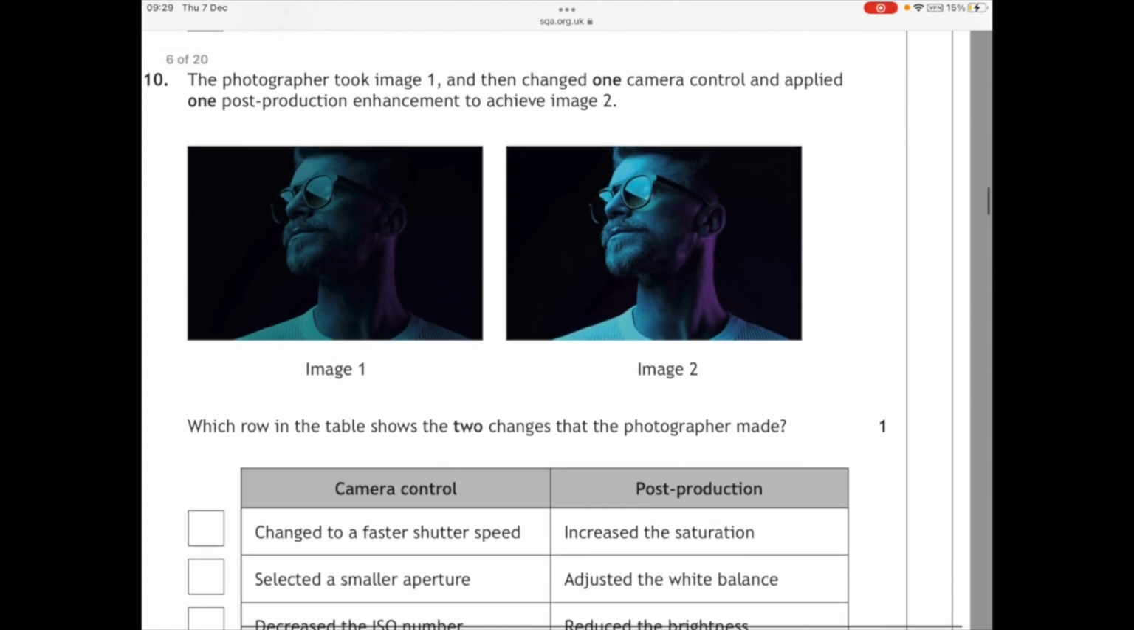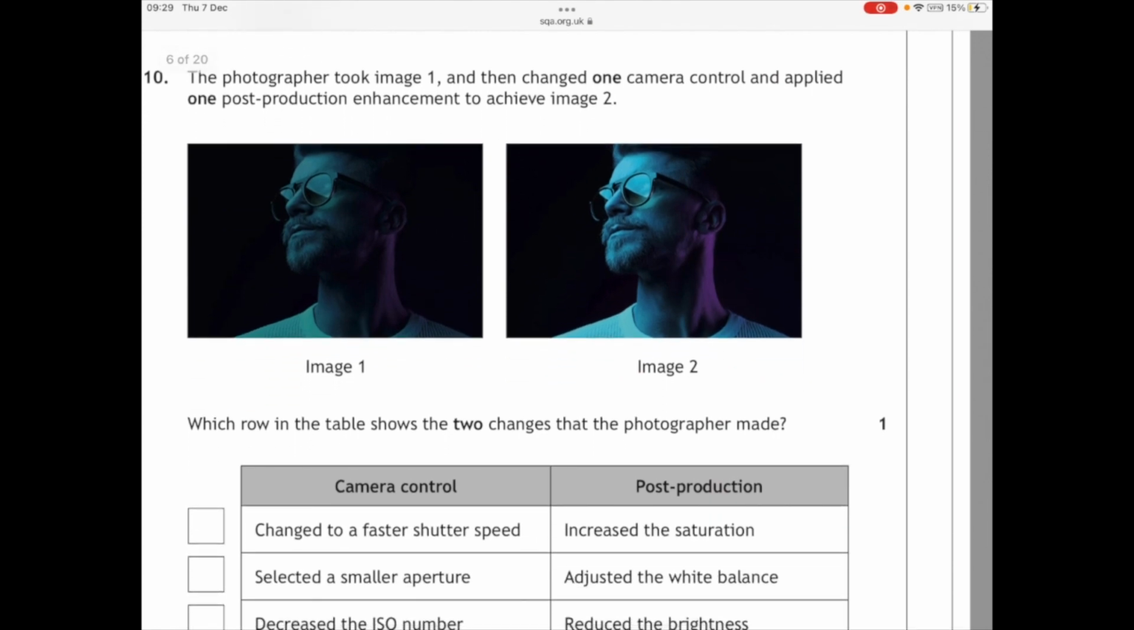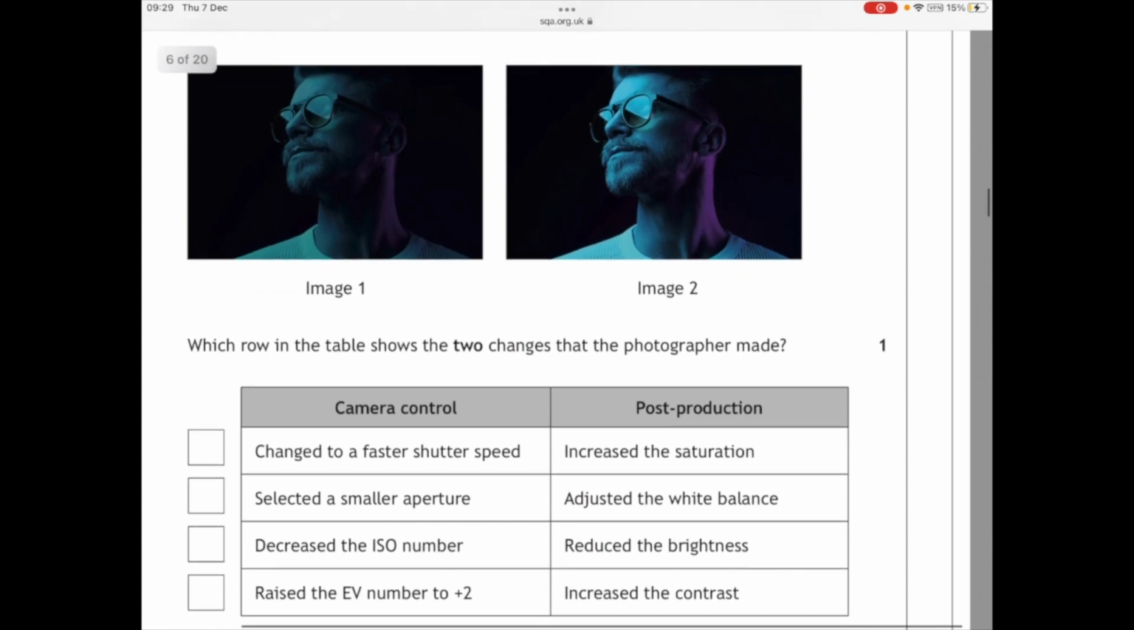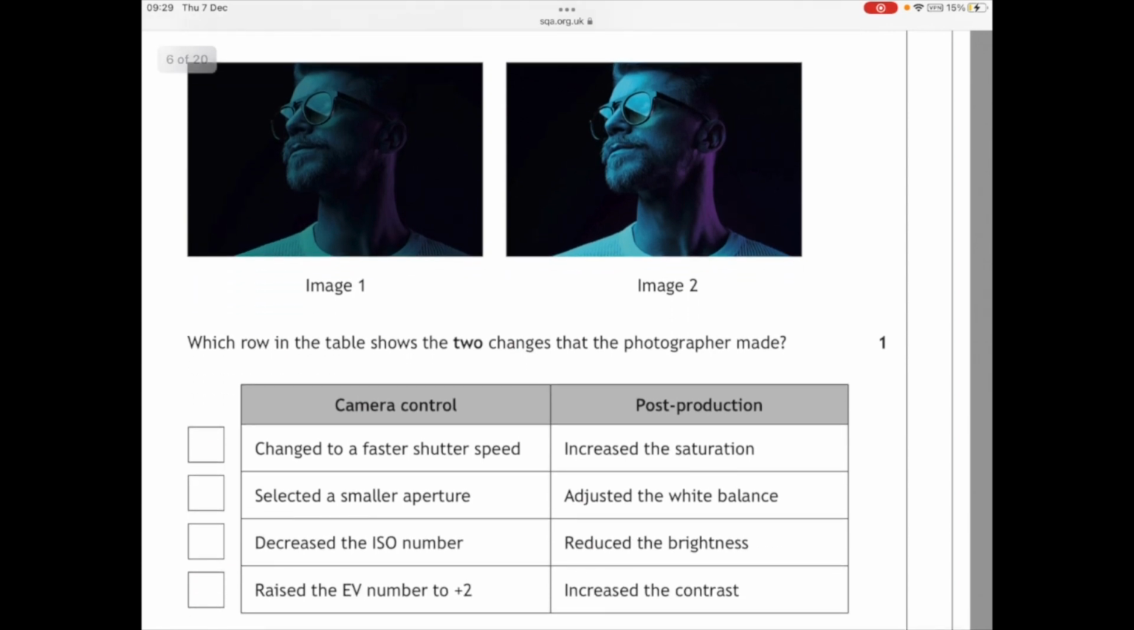Right, now the next one, again, this is an interesting question. You're being asked to choose from the table. You've got image 1 of this cool guy with his sunglasses on, and then you've got image 2 of this cool guy slightly brighter with his sunglasses on. So which row in the table shows the 2 changes that the photographer made? They do this a lot within the multiple choice. They'll show you one image and they'll say, what did the photographer do to change to image 2?